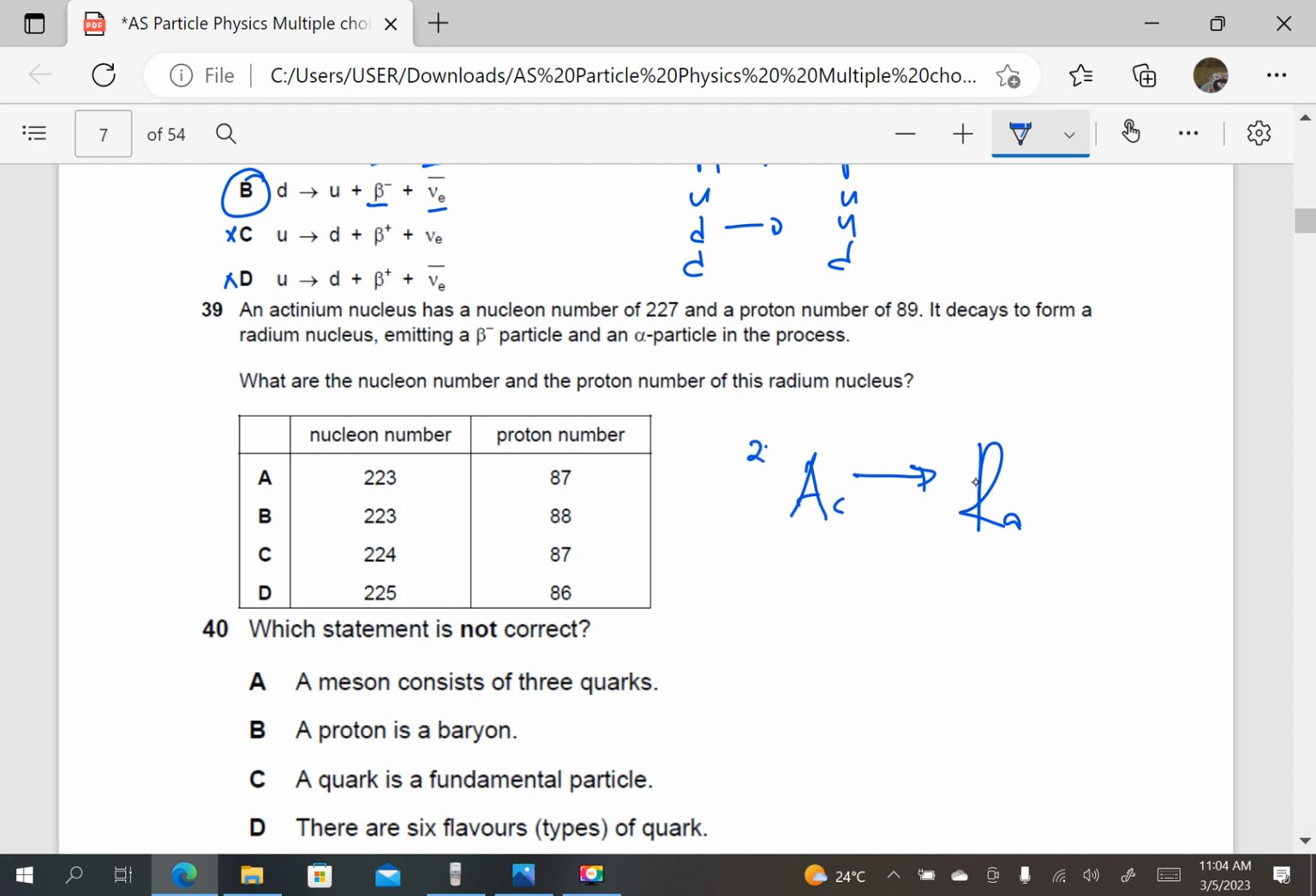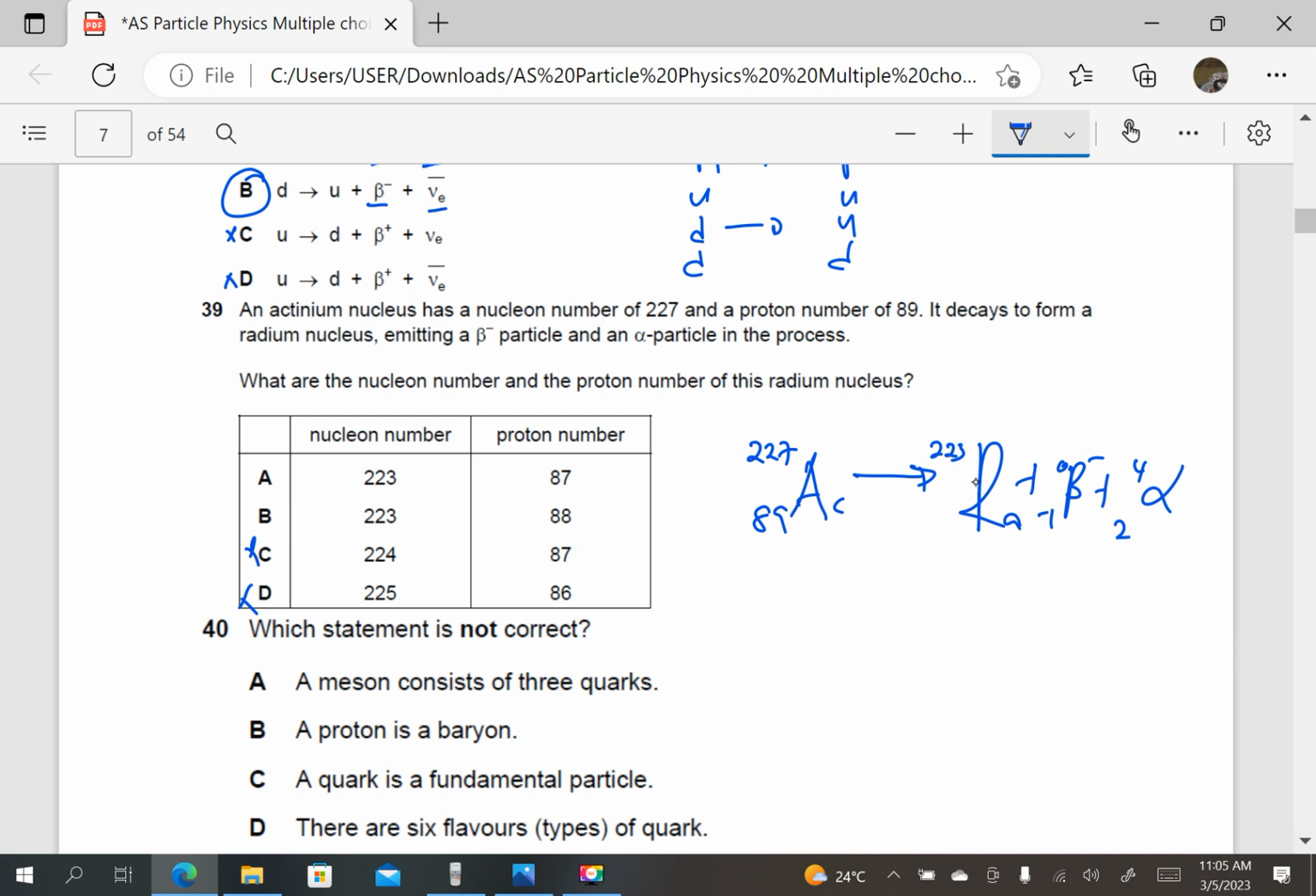So nucleon number here is 227, proton number here is 89. It gives us radium, emitting a beta particle, so plus beta minus, which is 0, negative 1, and an alpha particle, which is 4, 2. So the nucleon number is going to be 227 minus 4, which is 223. So we eliminate C and D because those have different nucleon numbers.